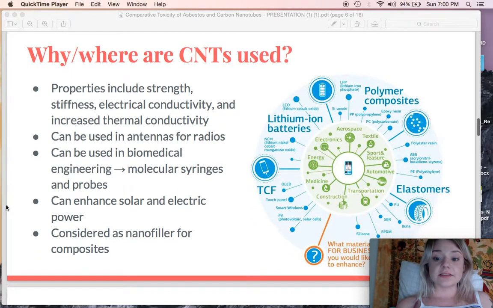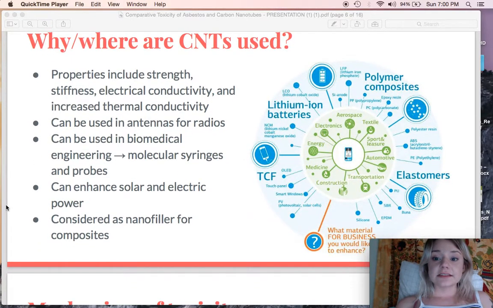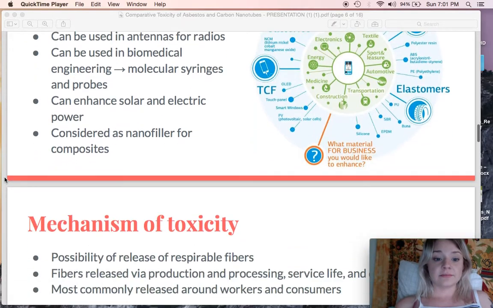If you look to the figure on the right, you'll see some different areas that CNTs are used. They can be used in aerospace, textiles, sports and leisure, automotive things, transportation, construction, medicine, energy, electronics. I think most notably they're used in lithium-ion batteries, like in our cell phones.